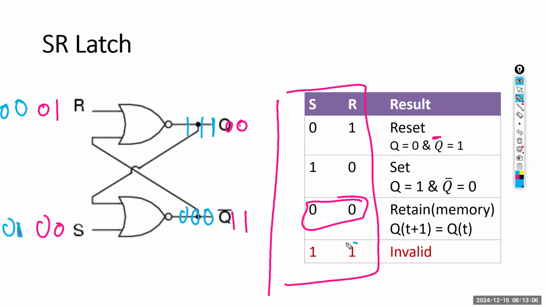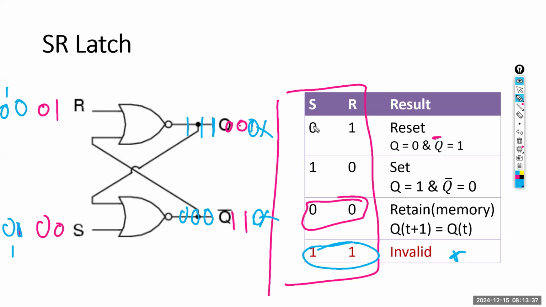But you must not give the 1-1 combination for an SR latch. If you give the 1-1 combination, it gets into an invalid state. So what is meant by invalid state? The expectation is that whatever the value here must be the negation of this value. But when you give the 1-1 state, you will get the same output value here. So therefore we say that is the invalid state for SR latch.